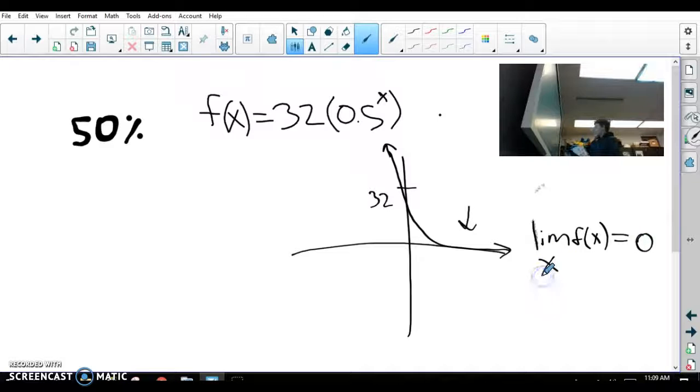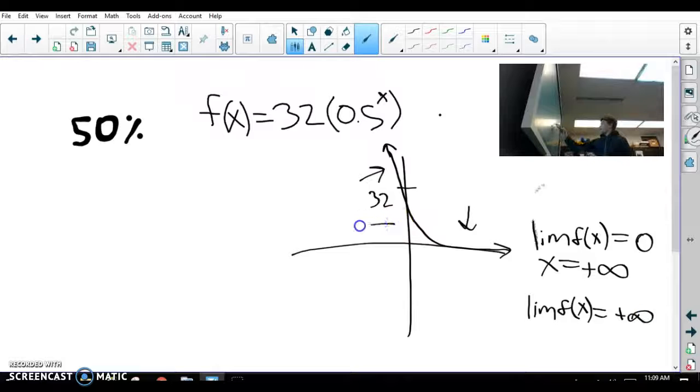And then x is going toward infinity, so x equals positive infinity. And for this side, the y goes to infinity, it's going up, so y equals positive infinity. And then the x will always be going this way, which is negative, so x equals negative infinity. And that's it.